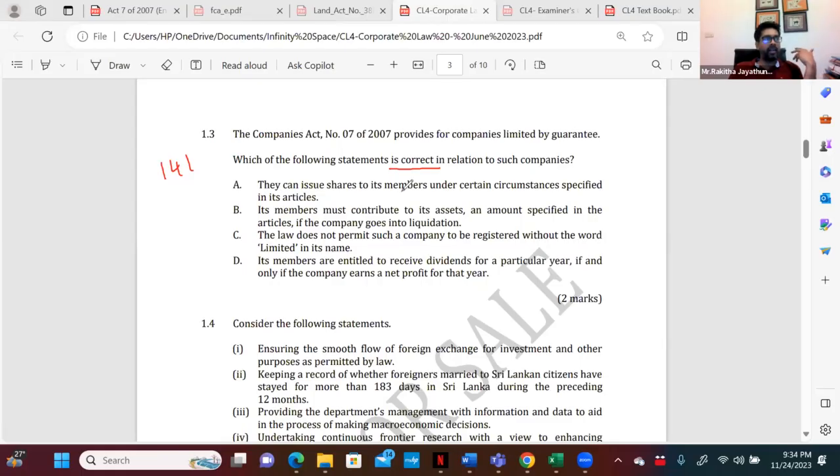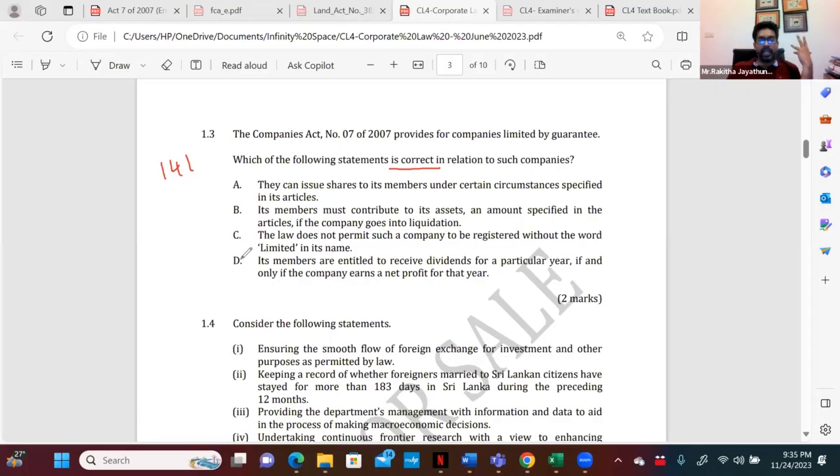And they cannot distribute profits among the members, no dividend, because there are no shareholders. Their liability is limited to an amount agreed at the time of incorporation. It can be 10 rupees, it can be 100 rupees. So at the time of winding up, if the company has no assets to settle all the liabilities, then every member has to contribute that amount to settle the liabilities. It can be any amount that they have agreed at the time of incorporation.